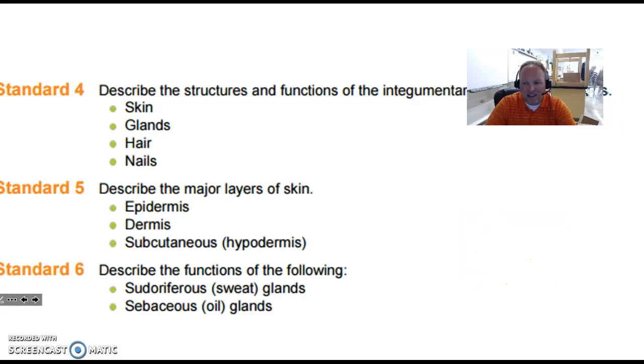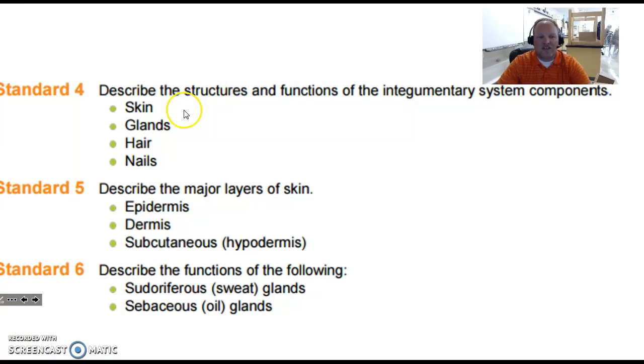These are a list of the things that you need to know. So it says here, look at the skin, glands, hair, and nails, and then take apart the skin into its 3 layers and know a little bit about each layer. And then there are 2 major glands found in the skin that we want to make sure we compare and contrast. Now the problem is they both look very similar.